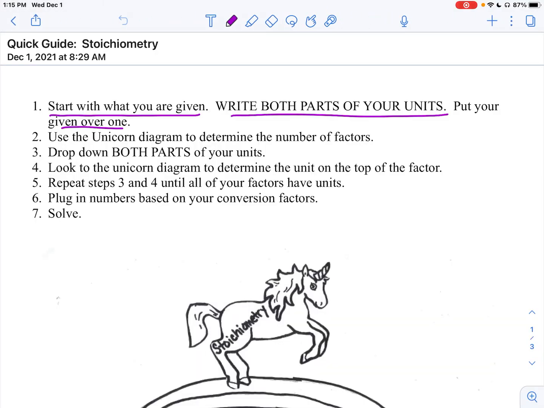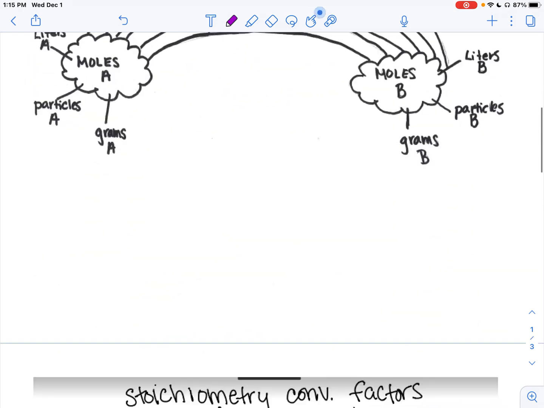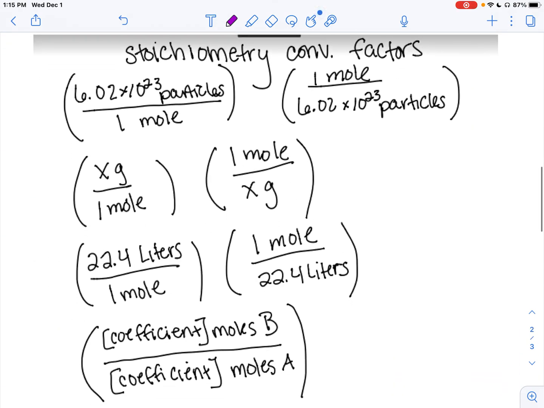So then that brings us to number 6. You can skip over 4 and 5 for the two-factor problems. Number 6, plug in numbers based on your conversion factors. Your conversion factors are on the back of your quick guide. Okay, the only two that we have are the first two. We're going to learn the rest of them later. So the first two right here. So you need to match up the units in your problem with the units on one of these factors.